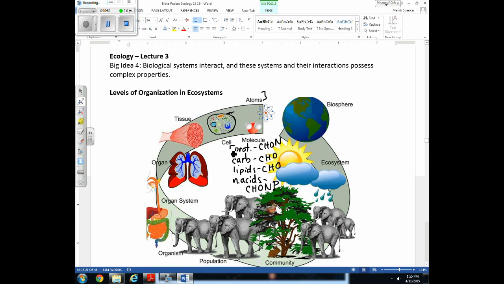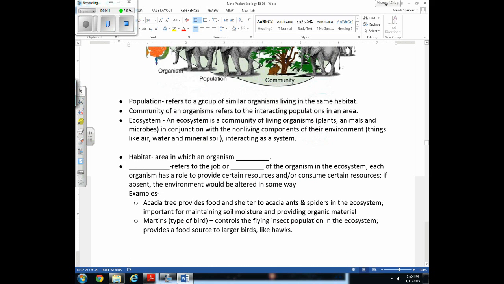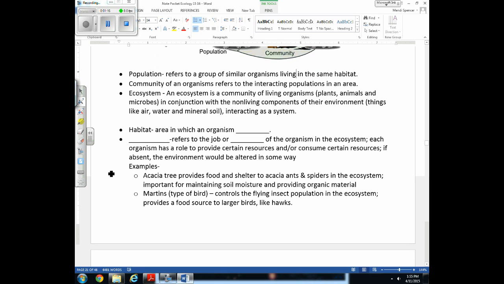So it takes these 4 types of organic molecules to make up cells. Similar cells work together to form tissues. There's 4 different types of tissues that we find in organs, and then it takes multiple organs to make up an organ system. So these terms that I have listed for you are just common terms that you don't have to necessarily define, but you need to know what we're talking about when we're talking about a population or a community. So when we talk about a population, that's just a group of similar organisms.